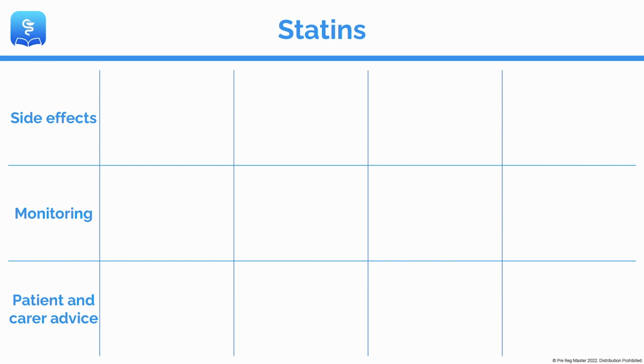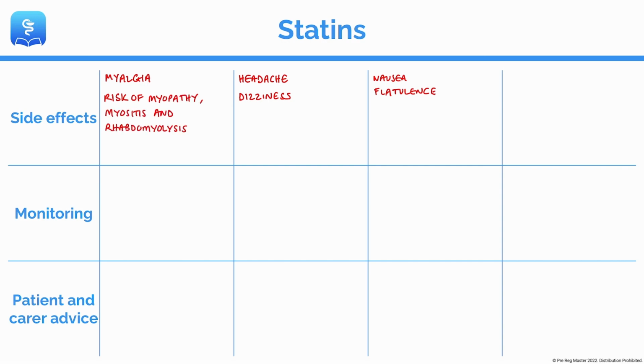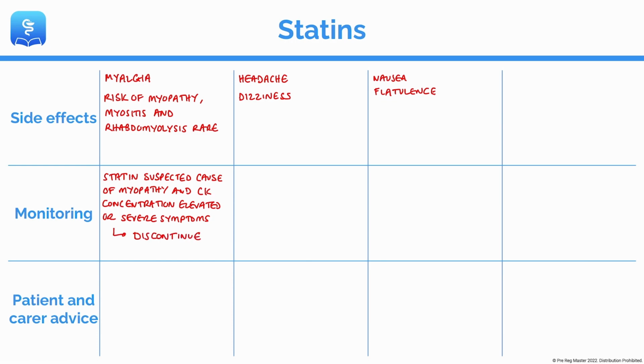Common side effects of statins include myalgia, headache, nausea, flatulence, and dizziness. The risk of myopathy, myositis, and rhabdomyolysis associated with statin use is rare. Although myalgia has been reported commonly in patients receiving statins, muscle toxicity truly attributable to statin use is rare. When a statin is suspected to be the cause of myopathy, and creatinine kinase concentration is markedly elevated, or if muscular symptoms are severe, treatment should be discontinued. It is therefore important for patients to report any unexplained muscle pain, tenderness, or weakness.